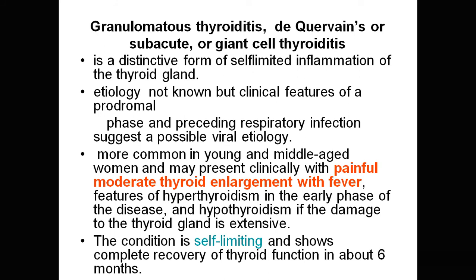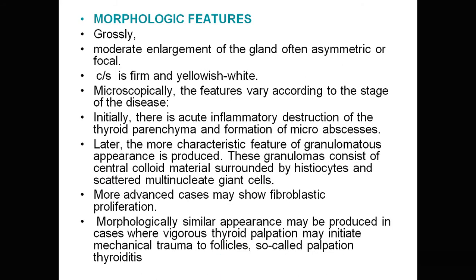Subacute granulomatous thyroiditis is also a distinctive form of self-limited inflammation of the thyroid gland. It is more common in young, middle-aged females, with painful, moderate thyroid enlargement and fever. The condition is self-limiting and shows complete recovery of thyroid function in about 6 months. There is a moderate enlargement of the gland, which is asymmetric and focal.